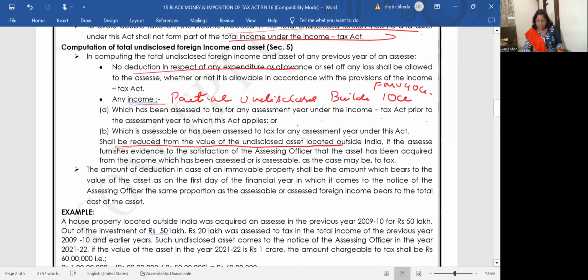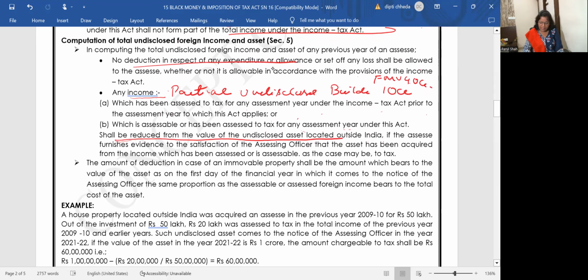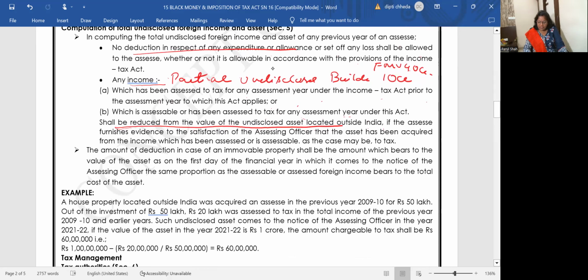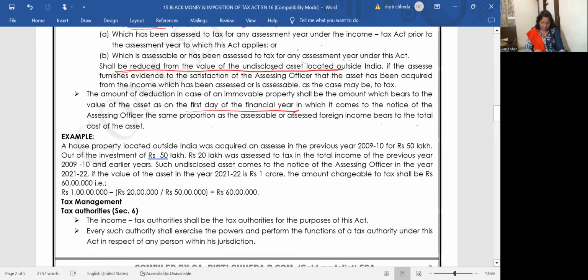For movable and immovable property there are different rules. I'll make you write that in the notebook, so that will be more clear. First you read. Amount of deduction in case of immovable property shall be the amount which bears to the value of the asset as on the first day of the financial year in which notice is issued, the same proportion as the assessable foreign income bears to the total cost of the asset. Means if you have partially shown the asset, how will you do it? See, they have already given one example also. Check. A house property is located outside India. It was acquired by the assessee in the previous year 9 and 10 for 50 lakhs. Okay.